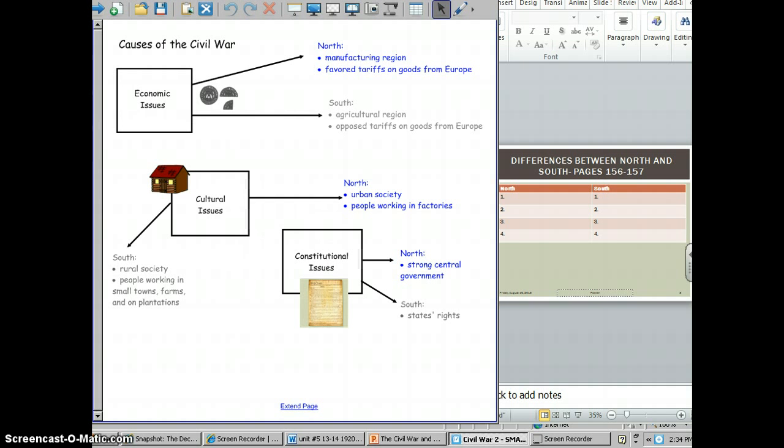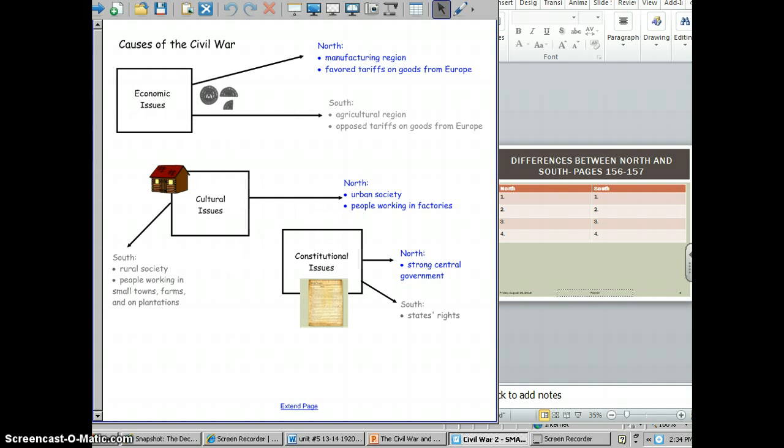The South, on the other hand, was mostly an agricultural region, which depended on slavery to work the fields, which would then produce the crops that could be sold. The Southerners opposed tariffs on goods from Europe because once tariffs were put in place by the U.S. government, Europeans would get upset and they would be less likely to buy agricultural products from the United States. So farmers in the South definitely did not like tariffs.